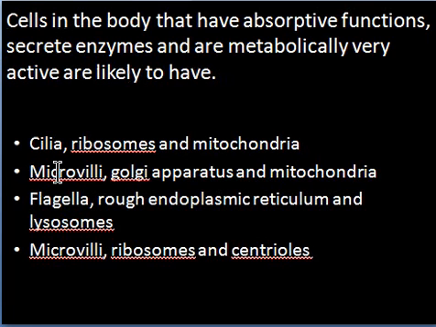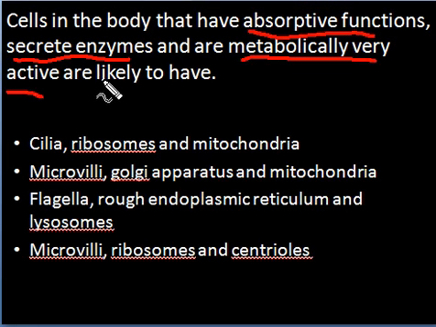Now let's look at the questions under cell. So here it tells you that the cells in the body that have absorptive function, so that's one, secrete enzymes, that's the second one, and are metabolically very active are likely to have. And three modifications and cell organelles have been given here. So the first one refers to absorptive, the second one refers to the secretion of enzymes, and the third one refers to being metabolically active. Now let's look at the choices.